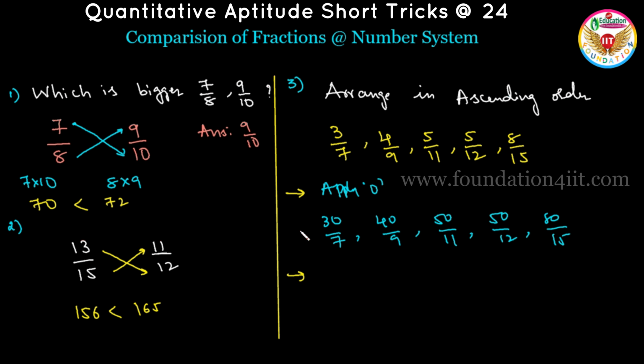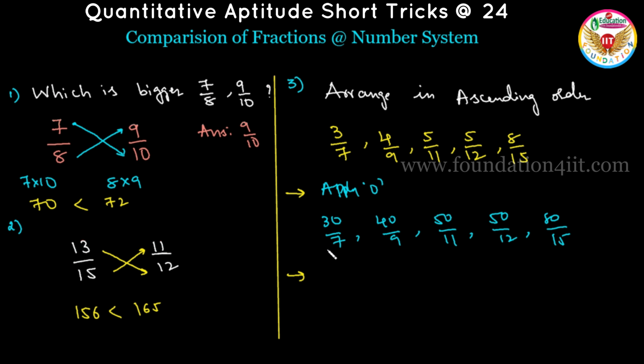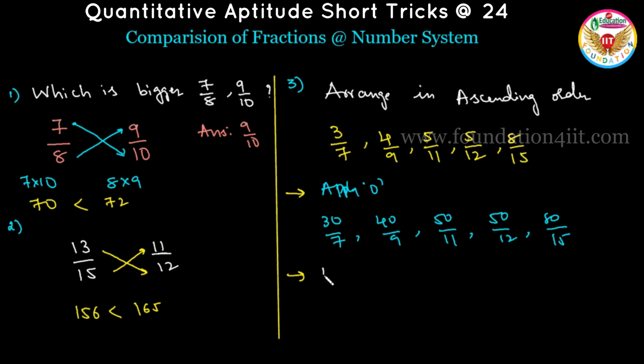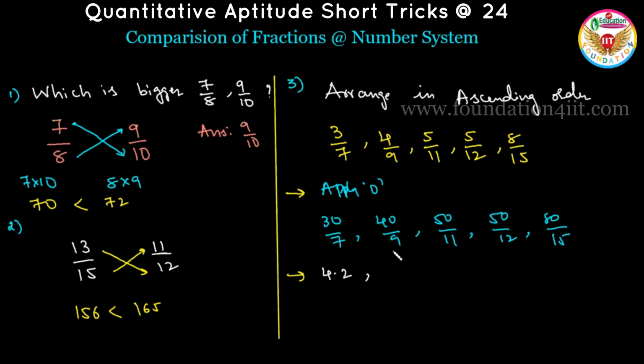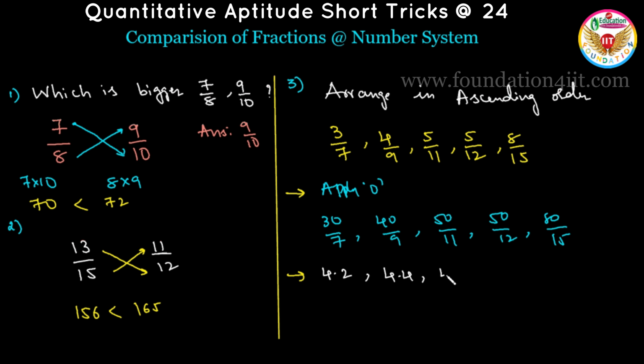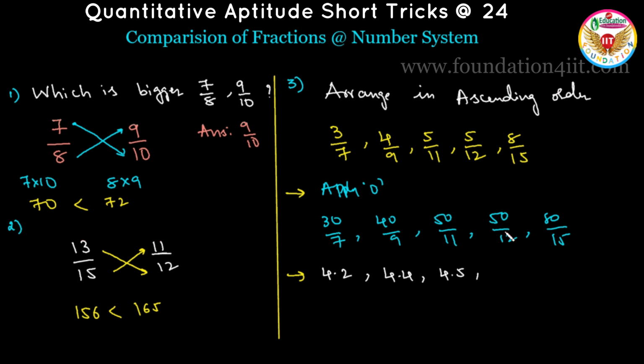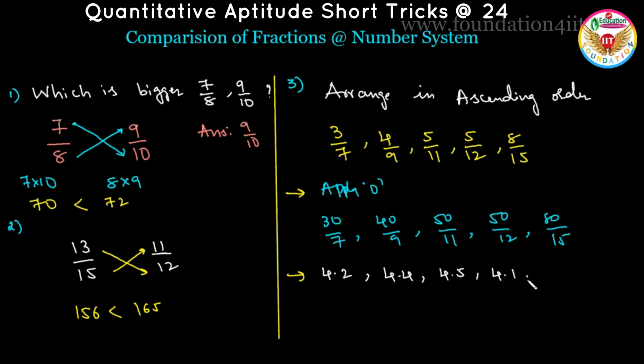Just attach the 0 to every number, then you can do the division. Division you can do up to one decimal place. 30 divided by 7, 7 times 4 is 28, so 4.2. 40 by 9, 4.4. 50 by 11, 4.5. Just normal division. 50 by 12, 12 4s are 48, so 4.1. And 80 by 15, so 5.3. This is the method. No need to put the 0, just imagine it in mind and do the division.